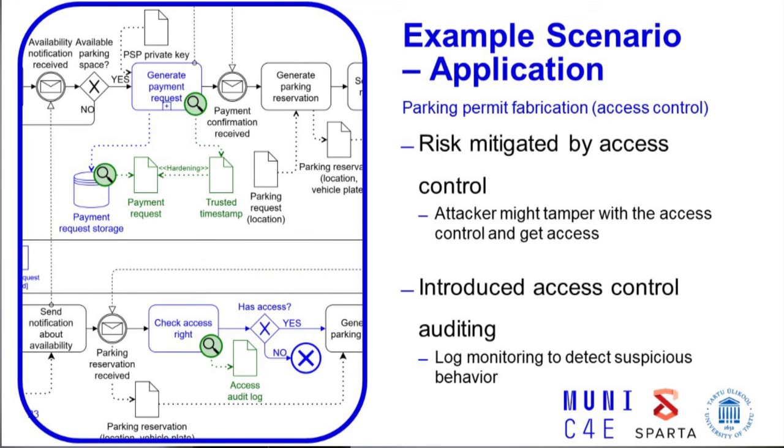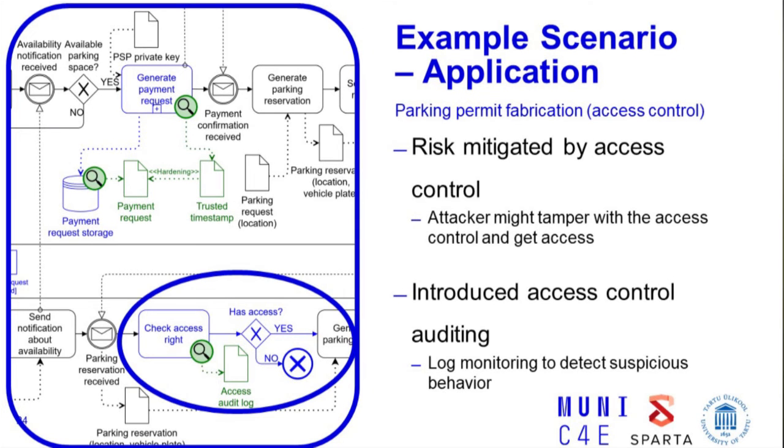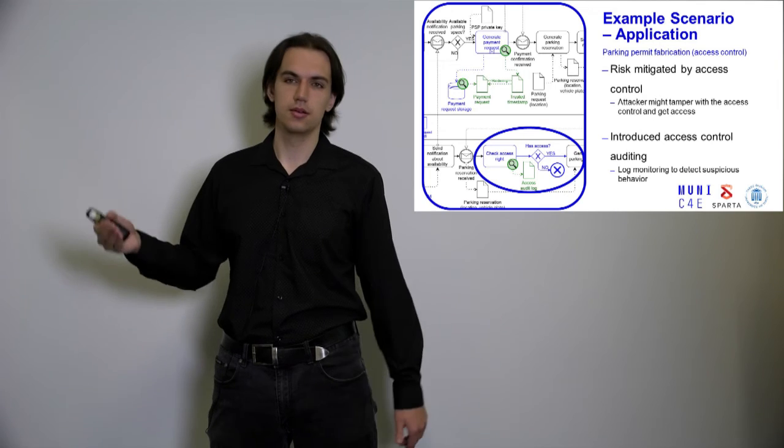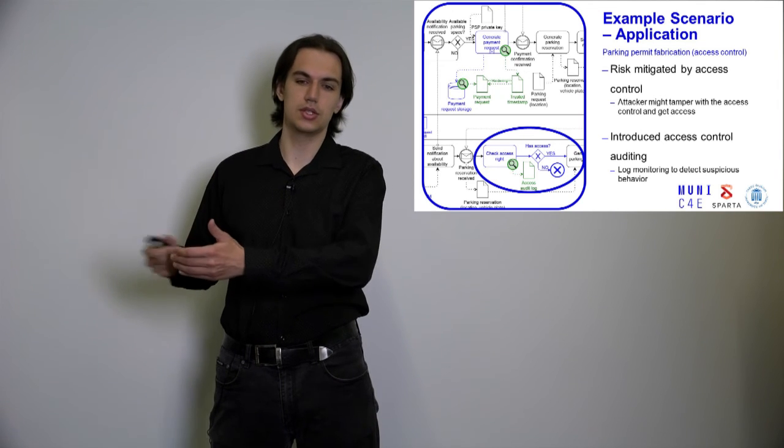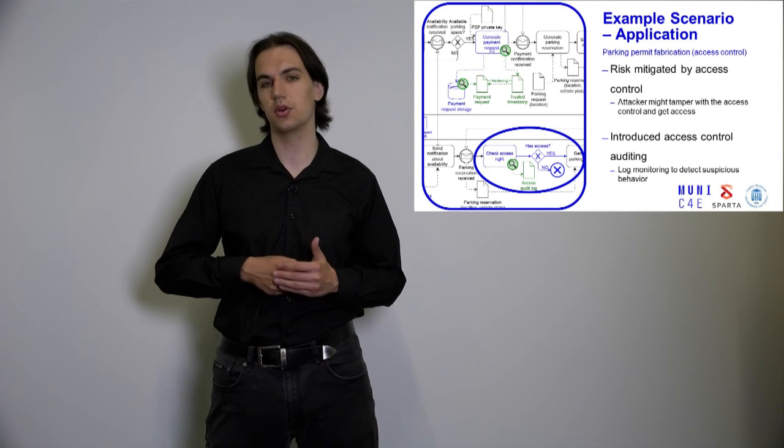Then for the access control, again, an attacker might insert the permit by bypassing the access control which we implemented before. And as you can see at the bottom, again, we want to employ access control auditing to see who is accessing and if there is some problem. For example, an attacker could insert himself or herself into this credential store.